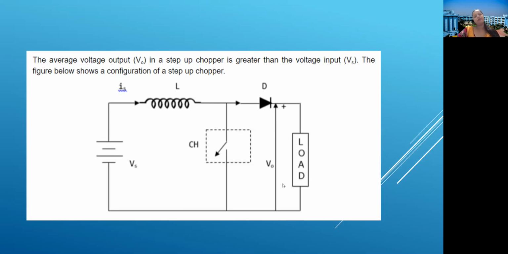Now, easily from this working principle, we can say that initially there was no current flowing through the load. We were not able to obtain any voltage across the load. But when the chopper circuit is opened, we have the source voltage as well as the voltage stored in the inductor, both added up, and that we can have in the load. So the load voltage becomes higher than the input voltage.